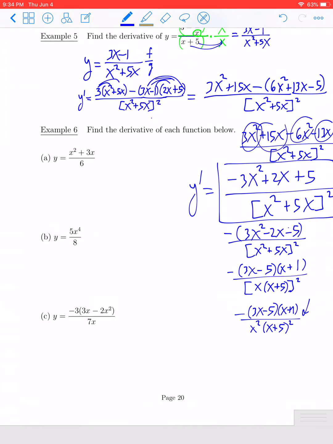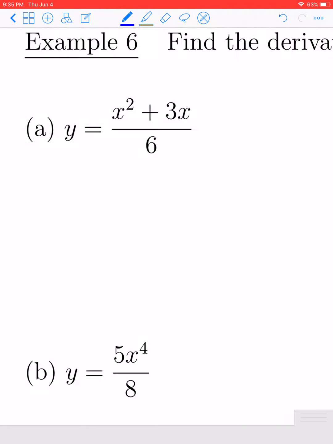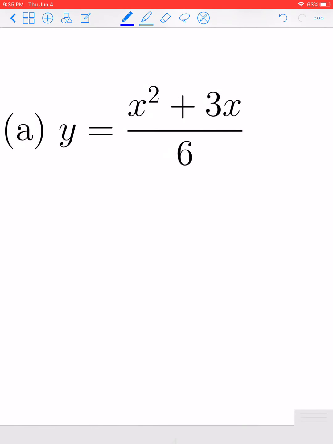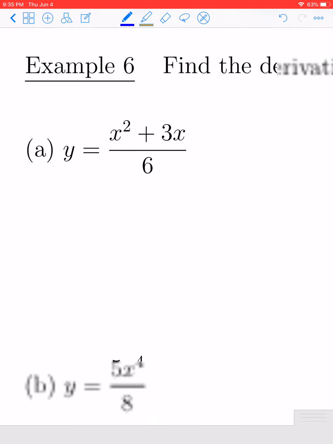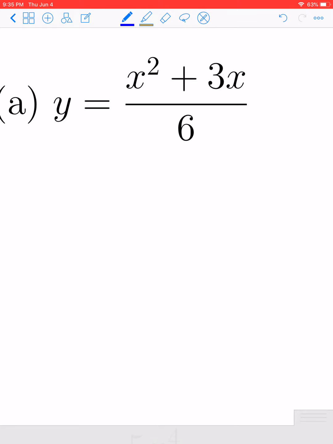One of the things that's very important is being adept at working with the rules. Oftentimes there's more than one way to work through these problems, but at the end of the day, efficiency and the best approach should always be the goal. For example, in example 6 part A, we don't even really necessarily need to use the quotient rule for this problem, even though it looks like a quotient.